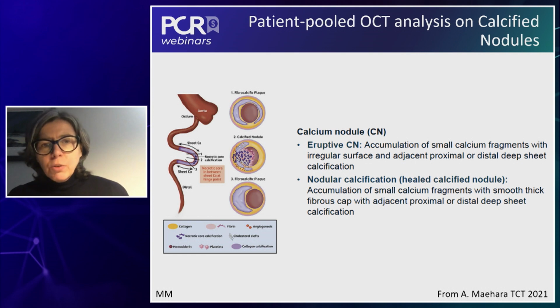So if we go back to the OCT pooled analysis from the Disrupt CAD studies, Akiko Mahara did a really nice analysis looking at the nodular versus non-nodular calcium cases. So nodules are caused by fragmented calcium, platelets and fibrin, which forms a mass that protrudes into the vessel lumen. And these are categorized into either healed nodules, where there's a smooth, thick, fibrous cap over the nodule, or irregular, eruptive calcified nodules.